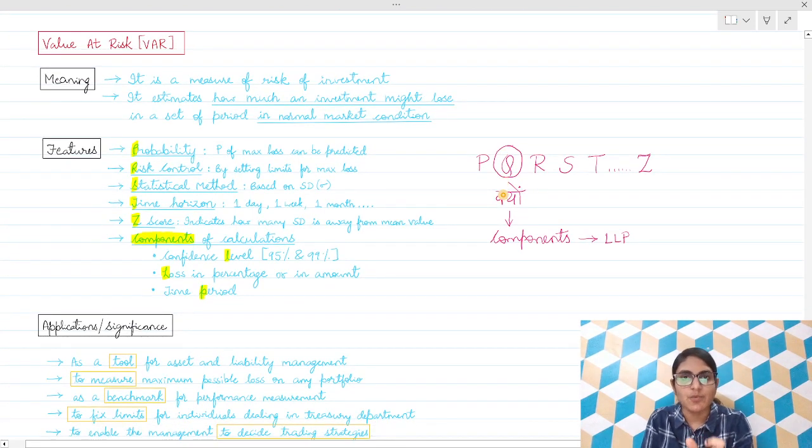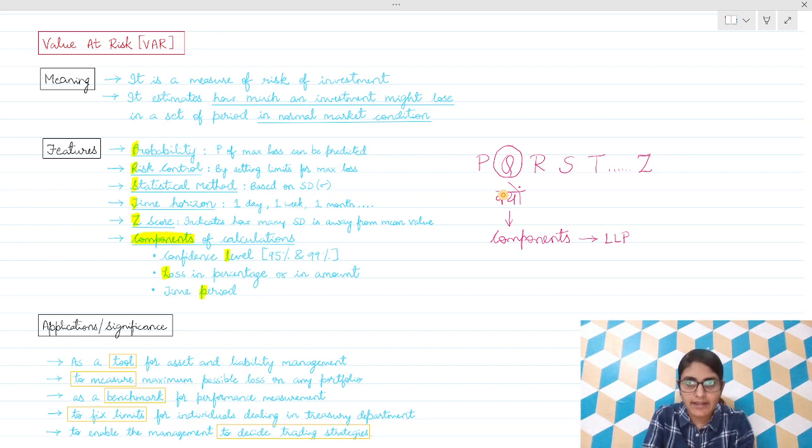Last and important topic, that is value at risk, VAR. What is its meaning? How much an investment might lose in normal market conditions. For example, if I invest 1 lakh, in normal conditions how much is the loss? So it is a measure of risk of investment.